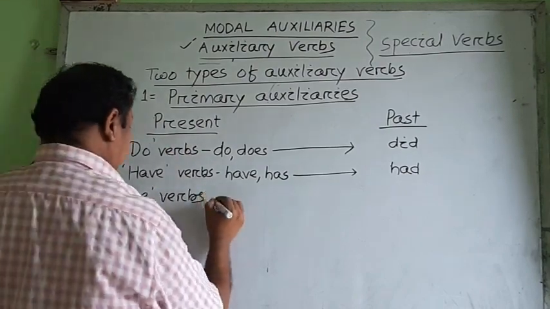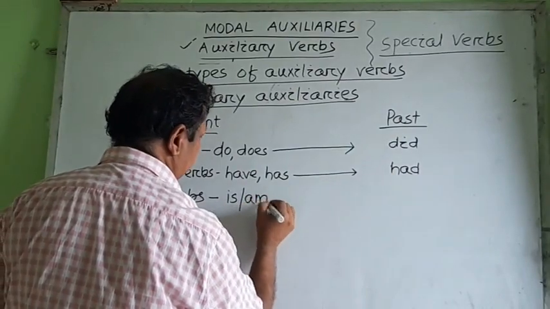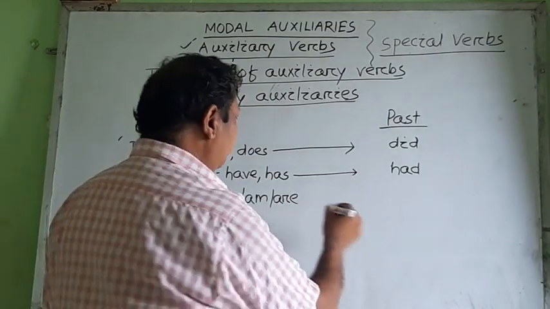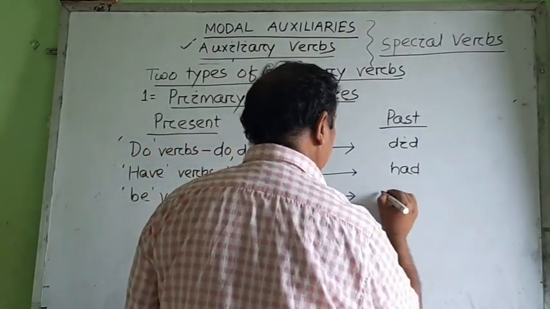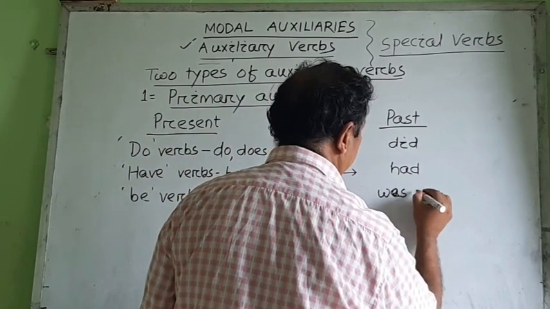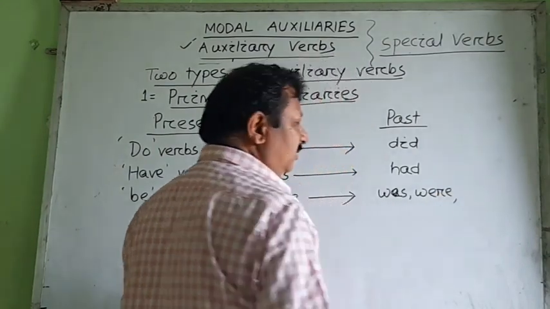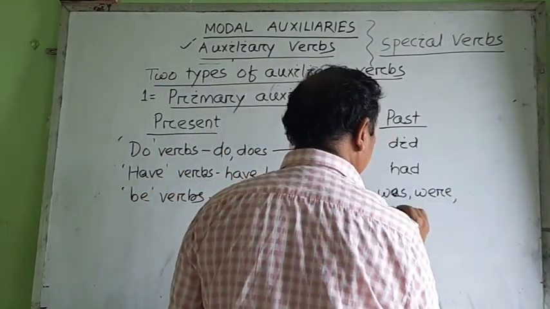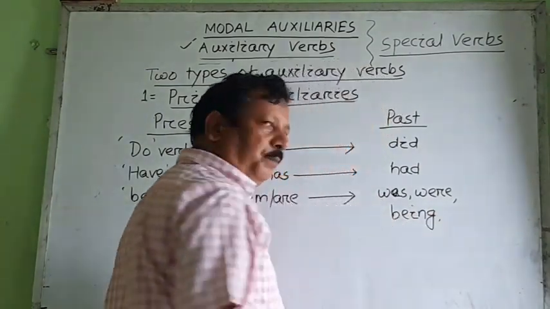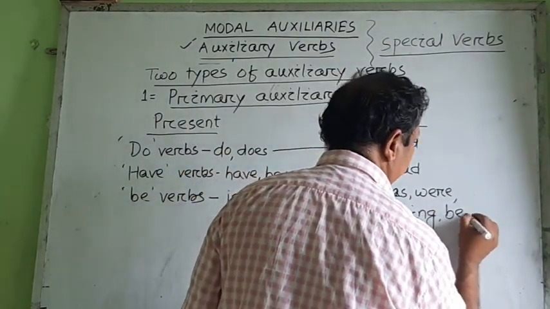What are the be verbs? In the present case, they are is, am and are. And in the past, we know it very well, the verbs are was and were. The participle form is been, and the perfect form of this verb is also been.